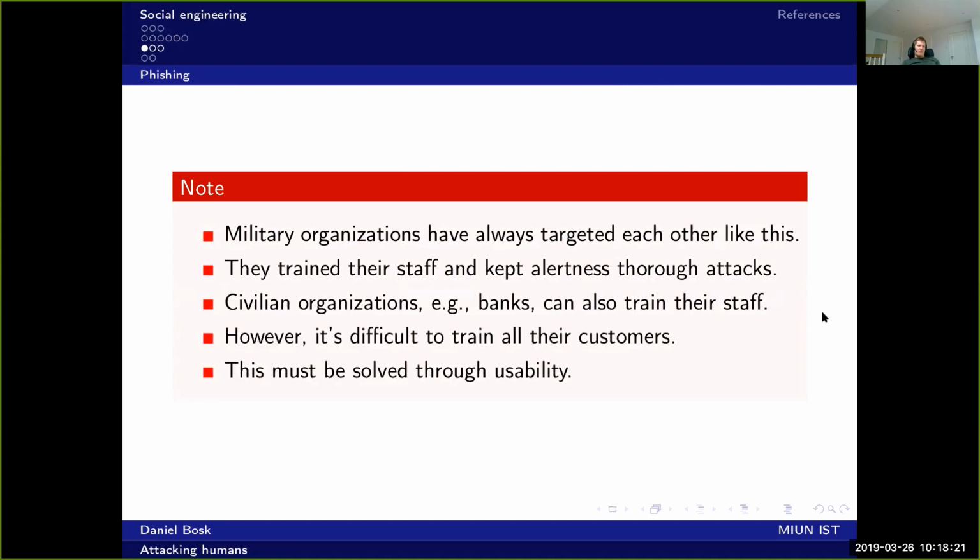However, for them there is another aspect to it all, and that's their customers, because it's difficult to train all their customers to be protected against this type of attack. And this must basically be solved through good usability. And by usability in this case, I mean security usability. Security and usability must be aligned.